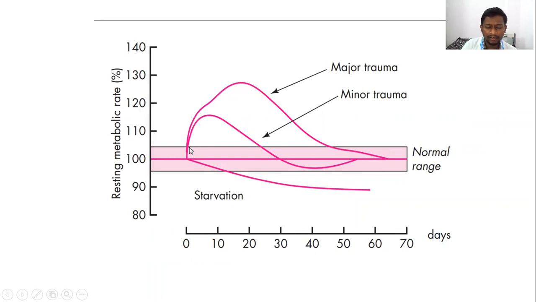Whereas in a minor trauma, it increases only during the first few days, and then it becomes normal. But in starvation, the metabolic rate is always lower, and there is no energy production at all. Okay, you should know this.